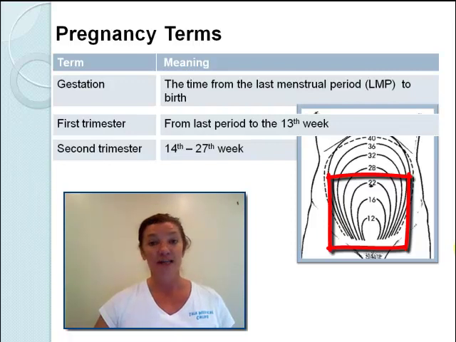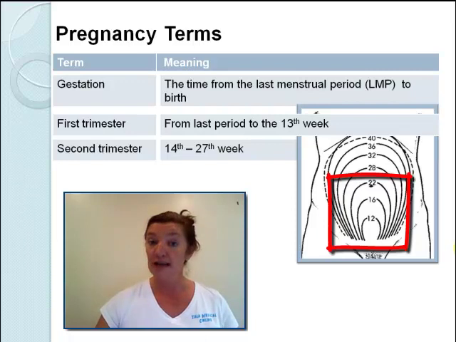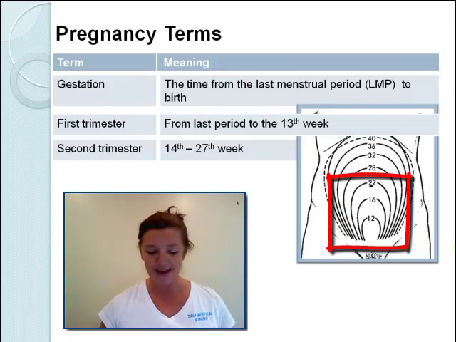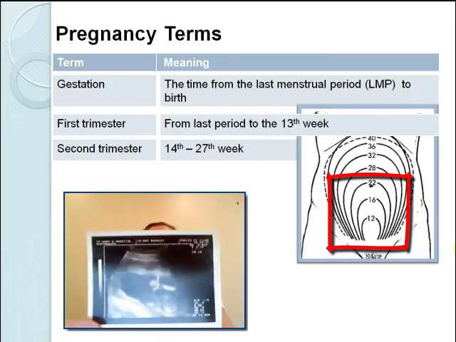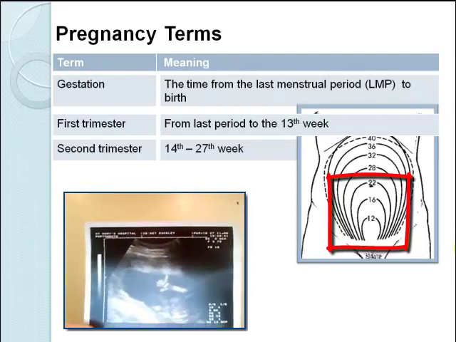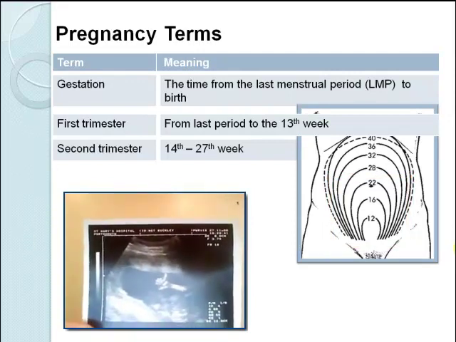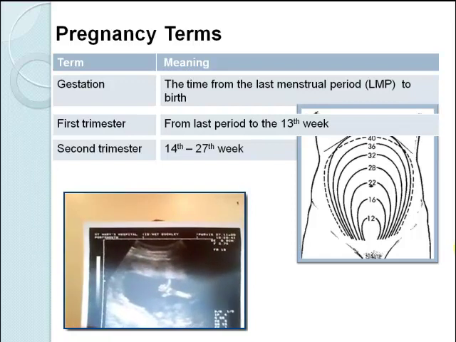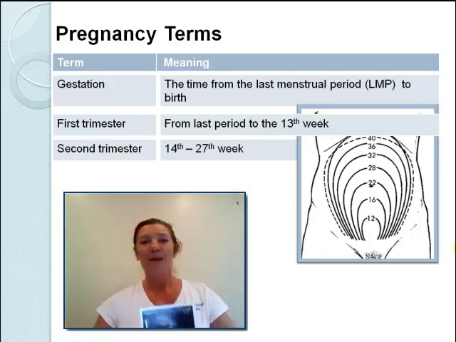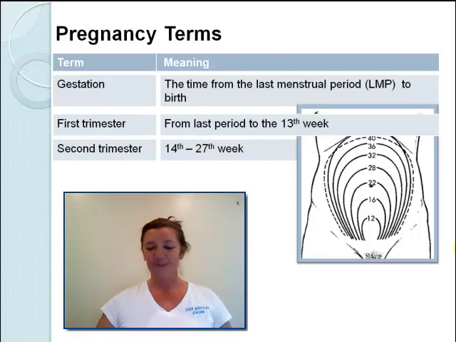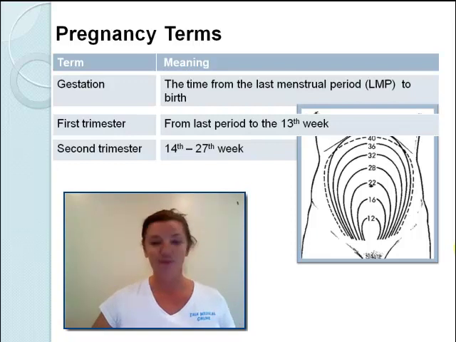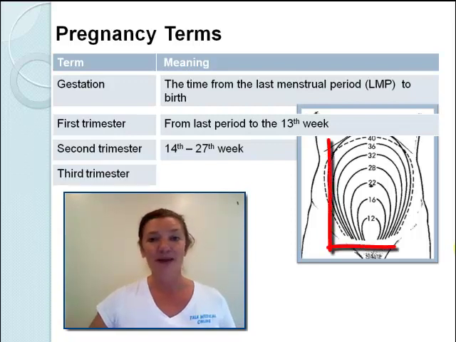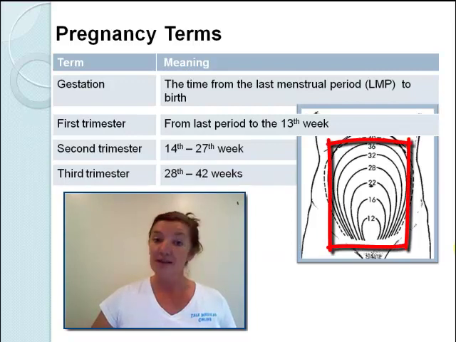During this period, many people have ultrasounds to assess the age of the unborn baby or the health of the unborn baby. I have an example here. Here is a picture of my son in my tummy, and you can see a hand holding the umbilical cord, which connects mum to baby. That was taken at 16 weeks. The third trimester is 28 weeks to 42 weeks.